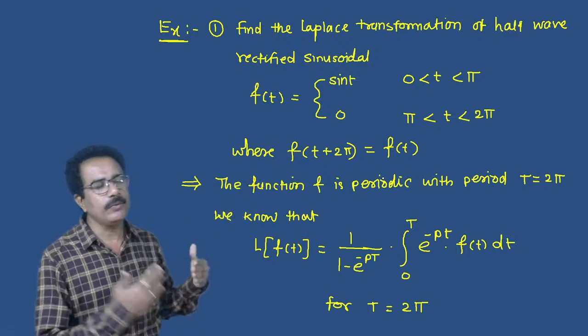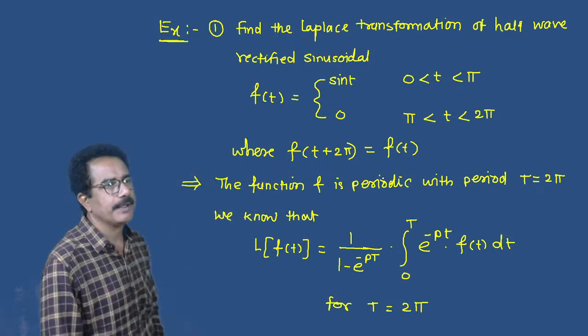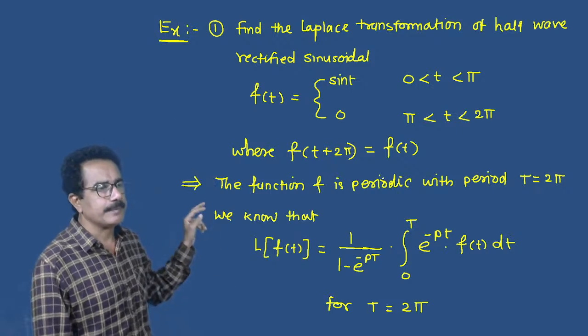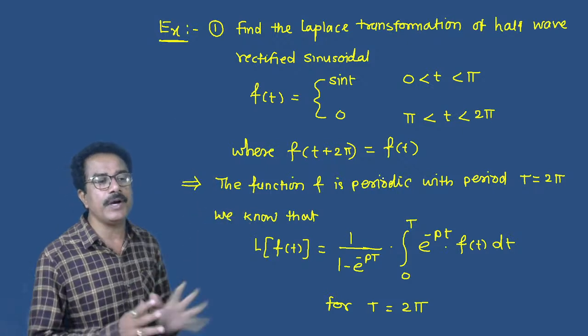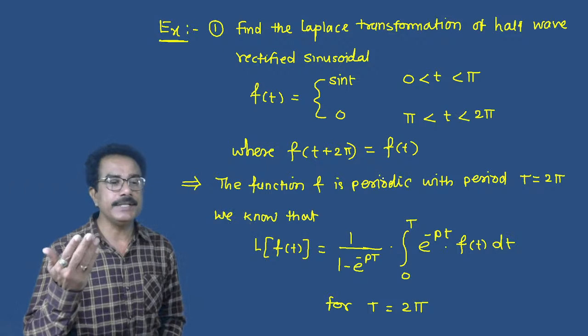Okay, now we have to solve this problem. Actually, the function f is periodic with a period T equal to 2 pi.